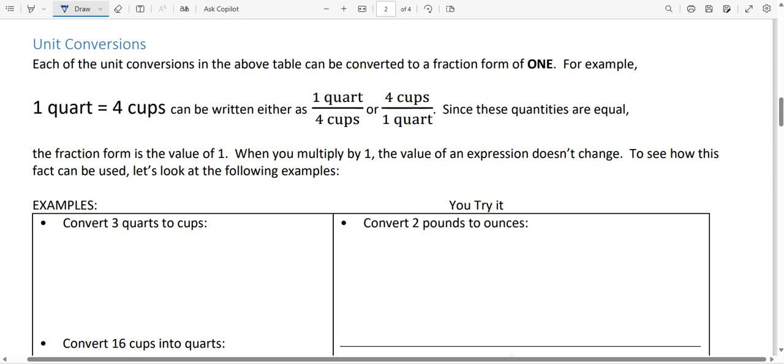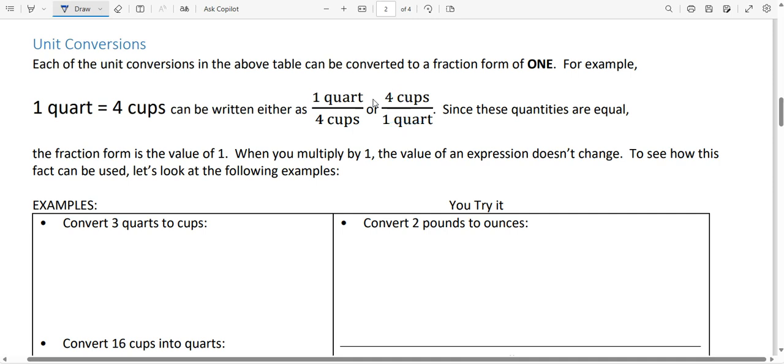Let's take a look at some basic unit conversions. As we can see, we have facts in the conversion table. 1 quart equals 4 cups. And that can be written either as 1 quart over 4 cups or 4 cups over 1 quart. Since these quantities are equal, this is actually a form of 1. And given that it's a form of 1, we can multiply by this or this one without changing the value of what we start with.